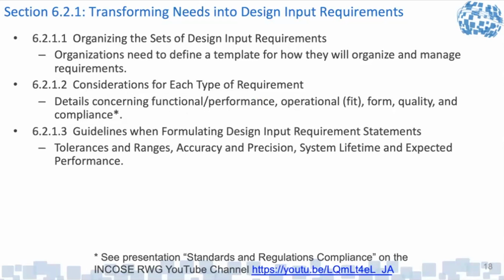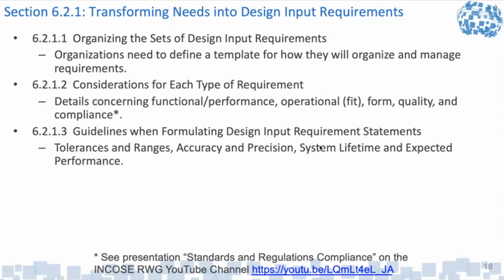and some guidelines for formulating the design input requirements. One thing that people need to consider is tolerances and ranges, accuracy and precision. It doesn't really make sense to have an accuracy requirement and not a precision requirement. And then both of those really have to do with measurements. I've had people say you have to transmit something with a certain accuracy and precision, but that doesn't really compute because accuracy and precision is really about measurements.